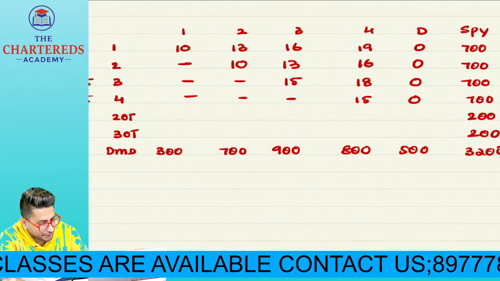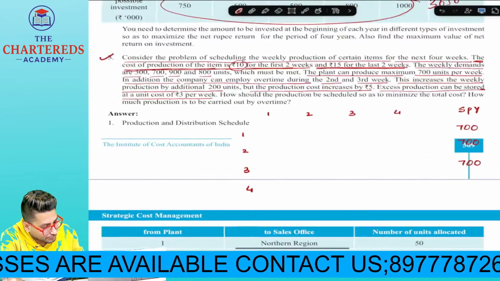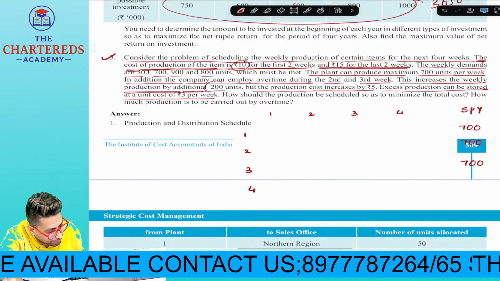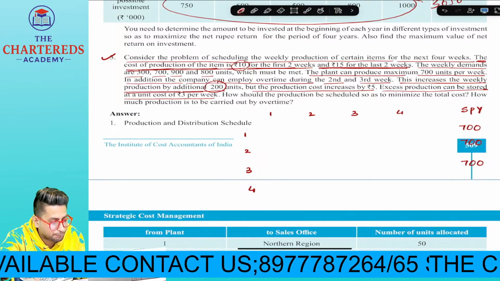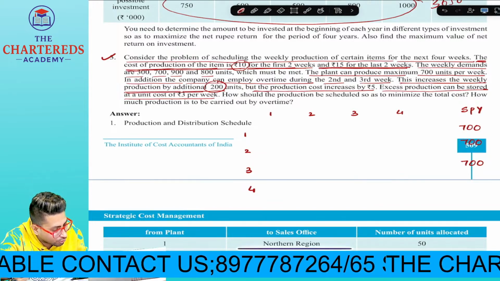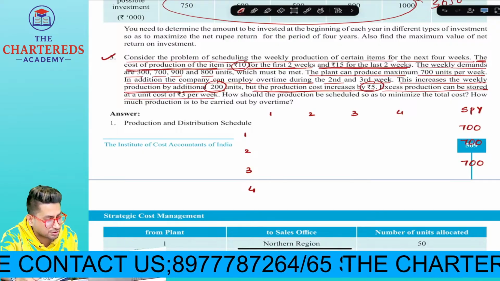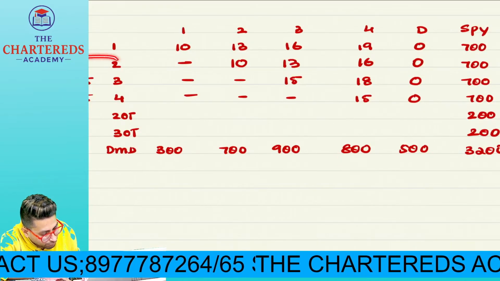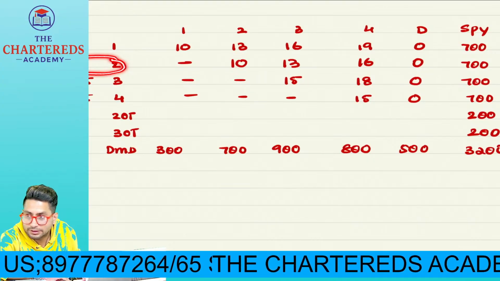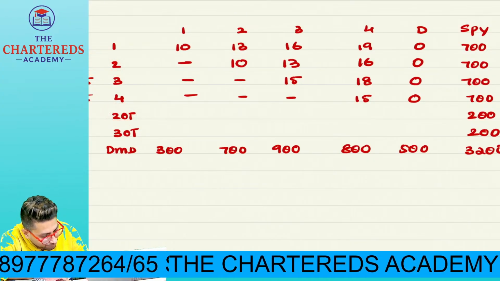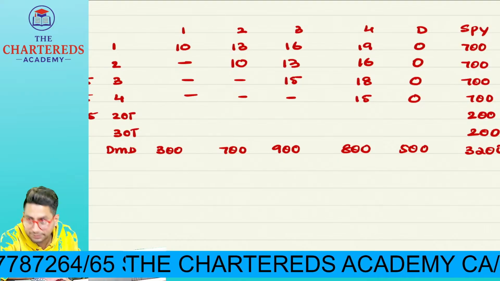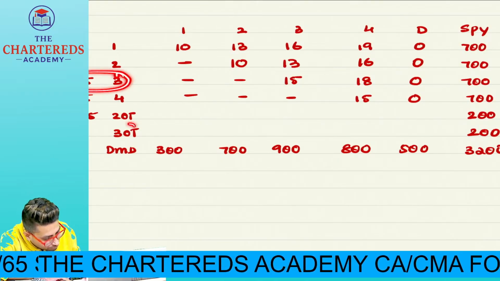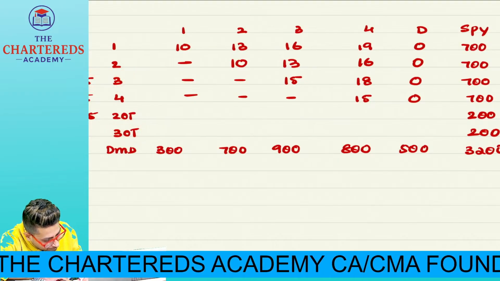Now they are telling that overtime increases the weekly production demand by how much? 1. If I produce 200 units extra, overtime cost will increase by how much? 5. Now, second week, normally what is the cost? 10 rupees. So second week overtime will become 15. Correct? Third week, what is the cost in general? Third week overtime will become 20.